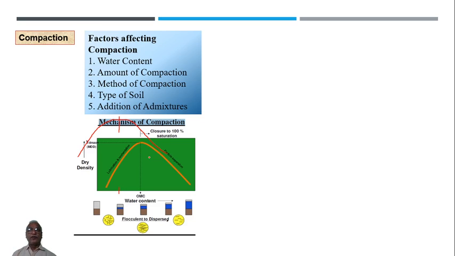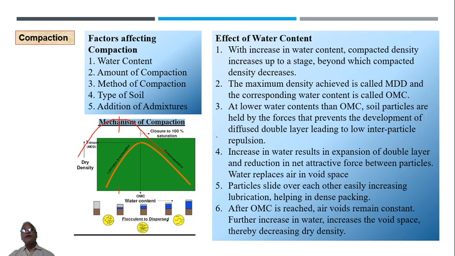So when you apply compaction effort, obviously they slip one on the other, and then they will get into a more compact manner. So the factors which will be affecting compaction are water content, amount of compaction energy, method of compaction, type of soil, and then addition of admixtures. Okay. Effect of water content.